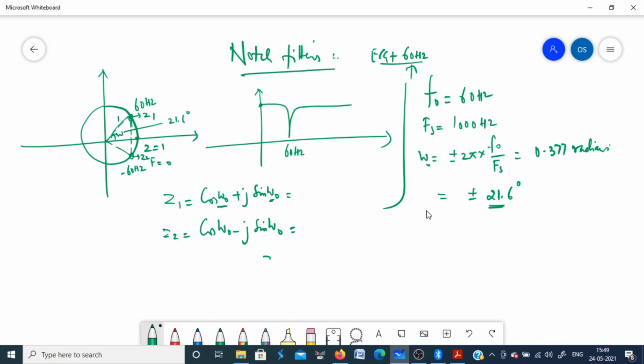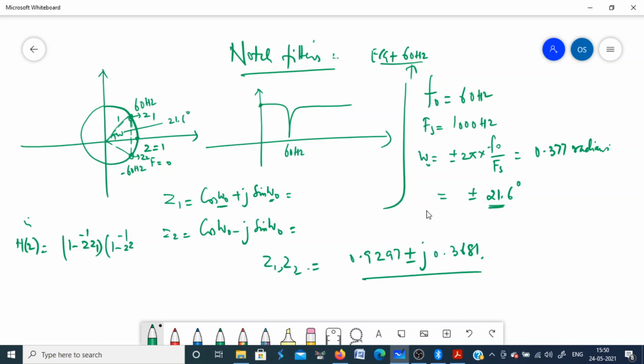So z1 and z2, in this case, become 0.9297 plus minus j 0.3681. This is the location of the zeros in the z plane. Once you get the location of the zeros, you can find the transfer function H of z. It will be 1 minus z inverse z1 into 1 minus z inverse z2. If you put z1 and z2 from this, you will get the transfer function.